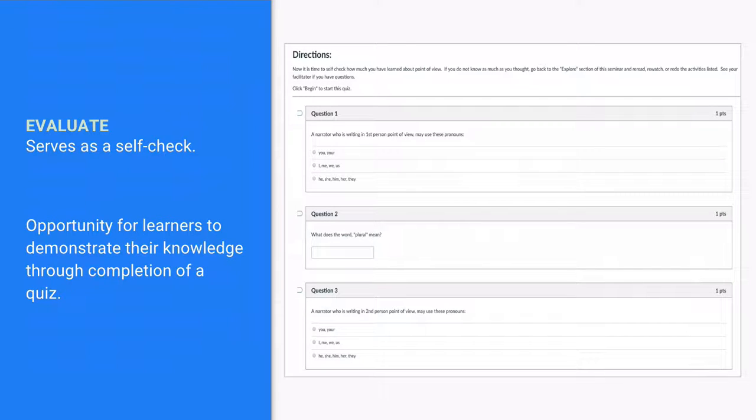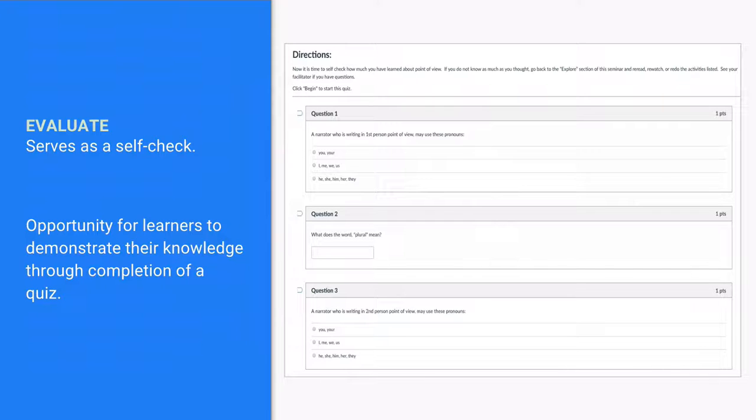Next, the students move into an evaluate stage of learning. Still a stage of the learning, not necessarily just a summative assessment. Evaluate is intended to be a self-check. So even though it looks like a quiz, it's usually in the form of a quiz. The purpose of the evaluate stage is for students to gauge their own understanding so far.